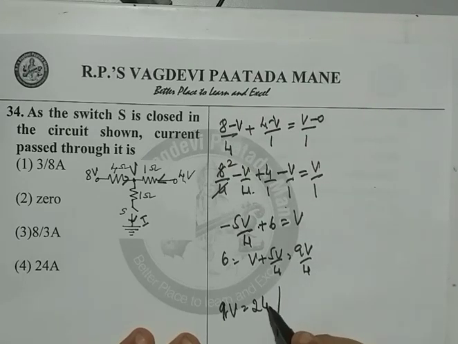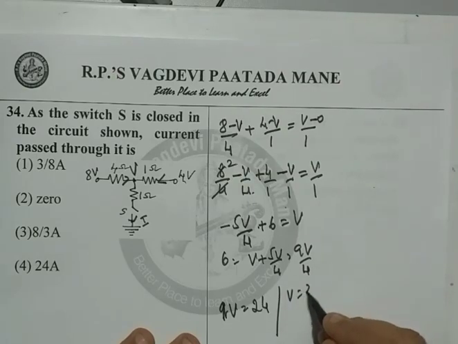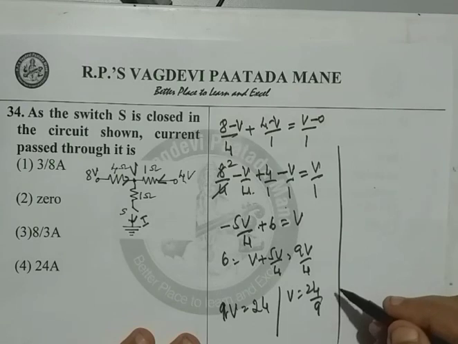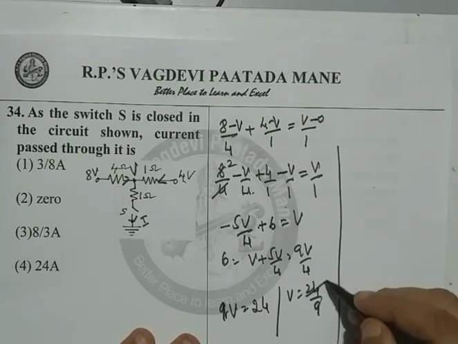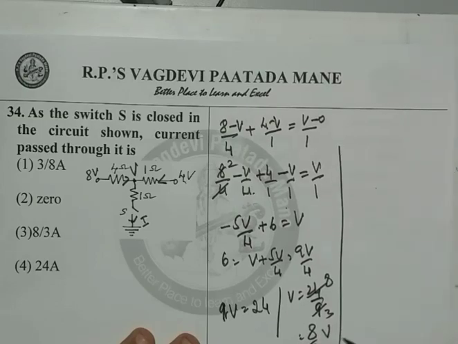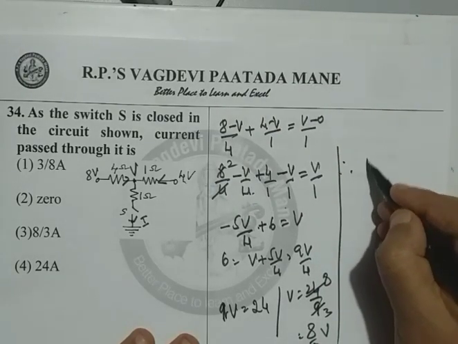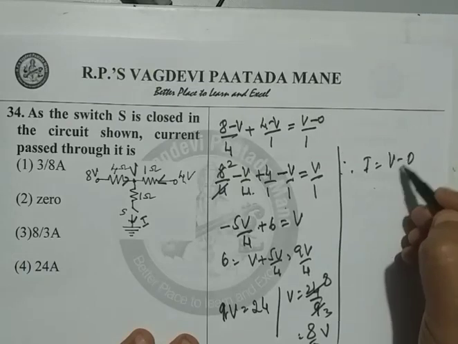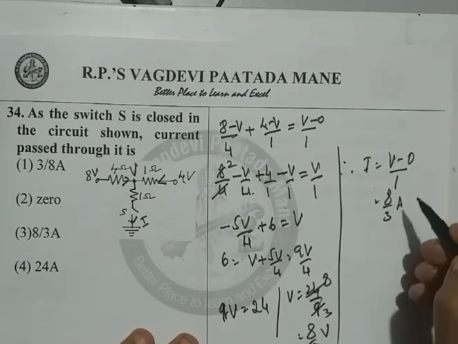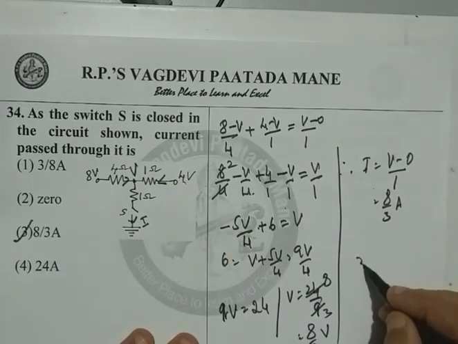Therefore, V is 24 by 9, which we can write as 3 8s are 24, 3 3s are 9, 8 by 3 volts. Therefore, current through the switch S is V minus 0 by 1 ohm, 8 by 3 ampere. So option 3 is correct.